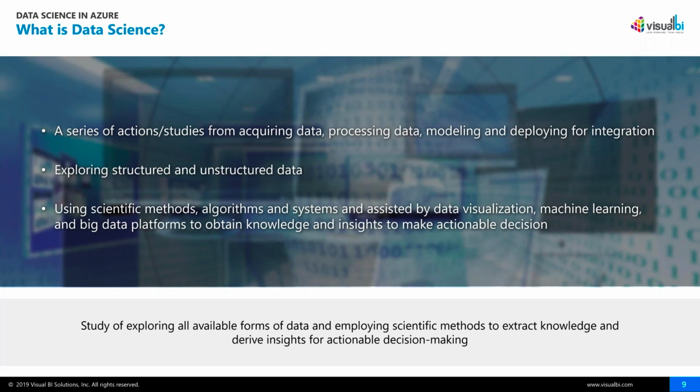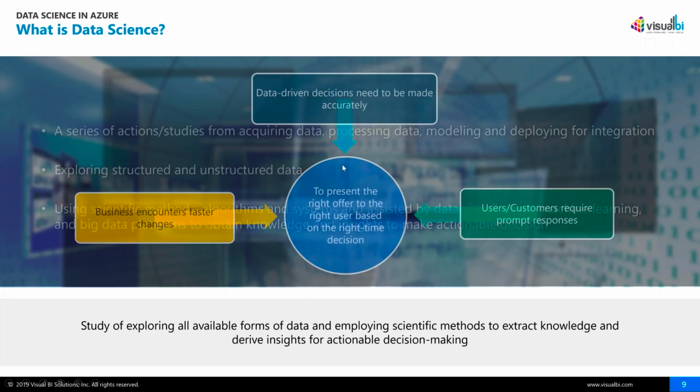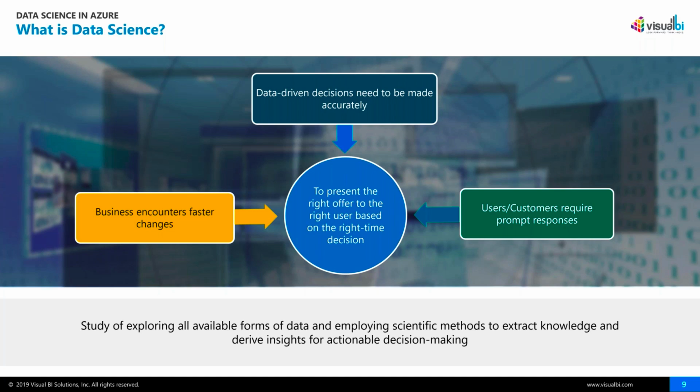I wrote a definition of data science in formal words in the below of the slide. Data science can be defined as the study of exploring all available forms of data and employing scientific methods to extract knowledge, derive insights for actionable decision making, which sounds really weird and long. Okay, so make it simple. If we do some research or make an action to obtain data or process it to build a model or to use it to seek any opportunities for better decision making, we call it data science.